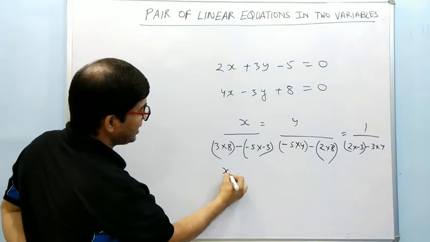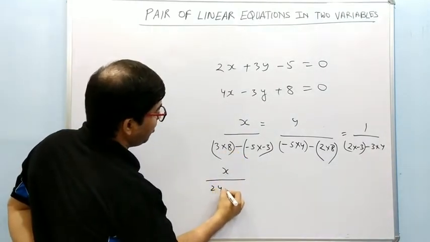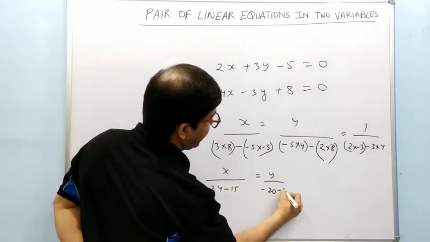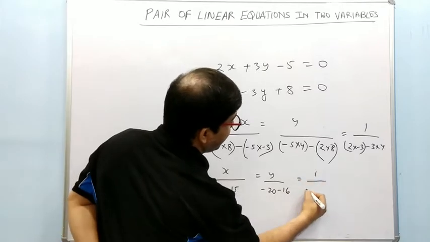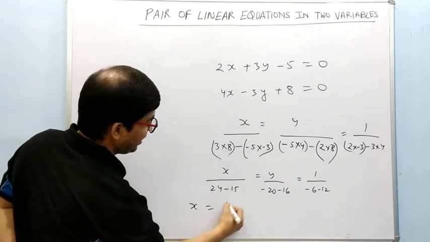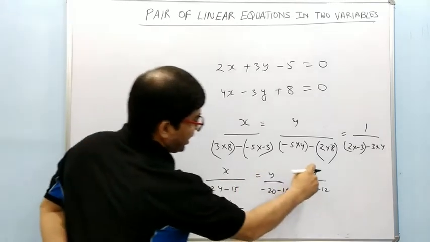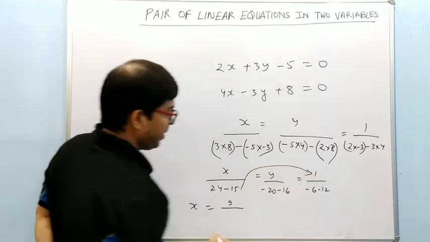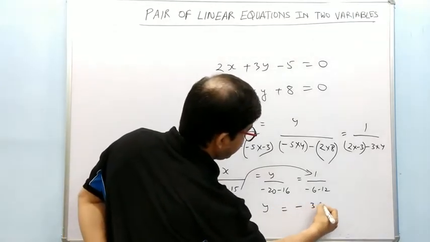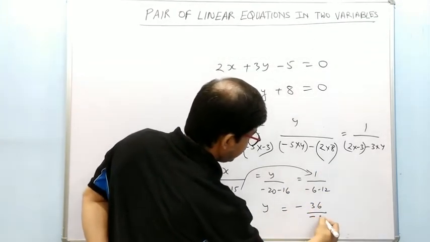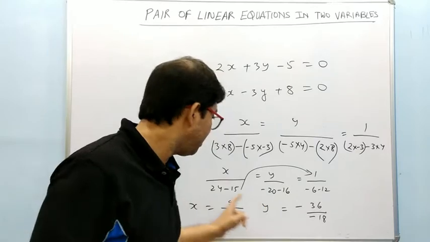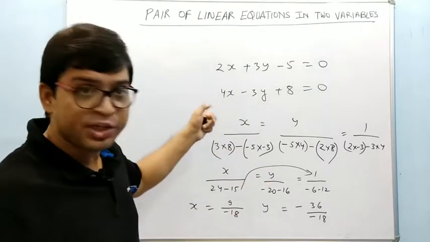On solving, it is giving us x divided by 24 minus 15 is equal to y divided by minus 20 minus 16 is equal to 1 divided by minus 6 minus 12. So what is x? x is equal to 24 minus 15, that is 9, divided by minus 18, and y is coming out to be minus 36 divided by minus 18. So we can easily get the solution of the given equations by the cross multiplication method.